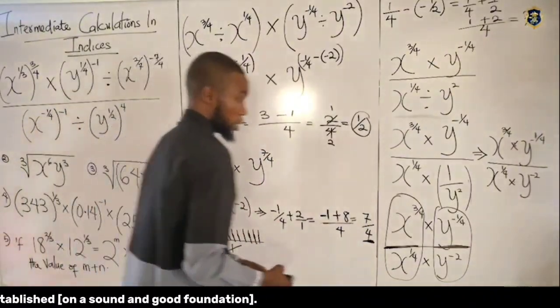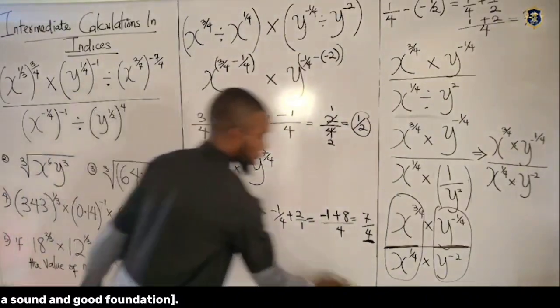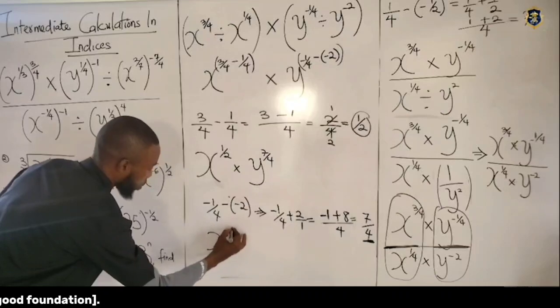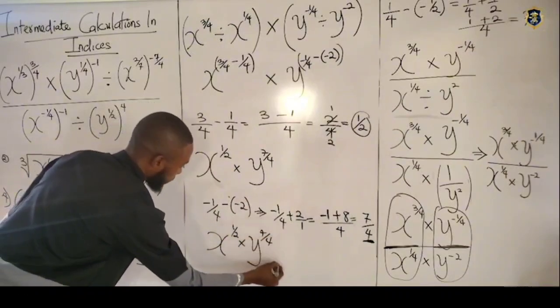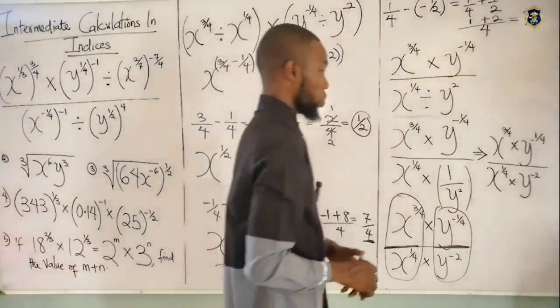So in total, we can have our answer to be x raised to the power 1 over 2 times y raised to the power 7 over 4. That's the simplified answer to this question in number 1. I know it's a bit bulky.